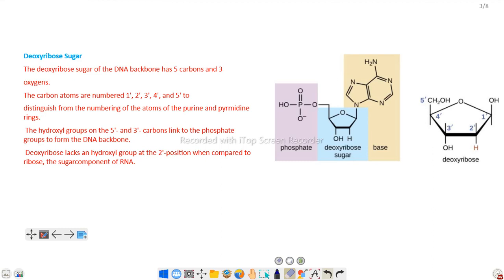Distinguishing from the numbering of atoms in purine and pyrimidine rings, the hydroxyl group on the 5' and 3' carbon is linked to the phosphate group. Deoxyribose lacks a hydroxyl group at the second position when compared to ribose. The basic difference between ribose sugar and deoxyribose sugar, or you may say RNA and DNA, is the lack of one hydroxyl group within them.